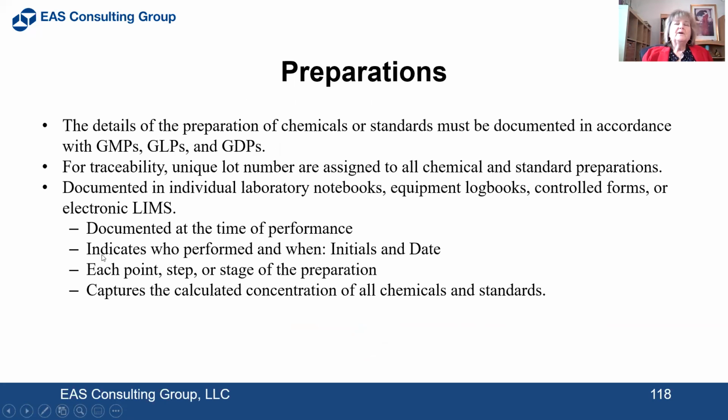The details of the preparation of chemicals or standards must be documented in accordance with GMPs, GLPs, and GDPs. For traceability, unique lot numbers are assigned to all chemical and standard preparations, documented in individual laboratory notebooks, equipment logbooks, controlled forms, or electronic LIMS systems. They must be documented at the time of performance. It must indicate who performed it and when, with initials and date.